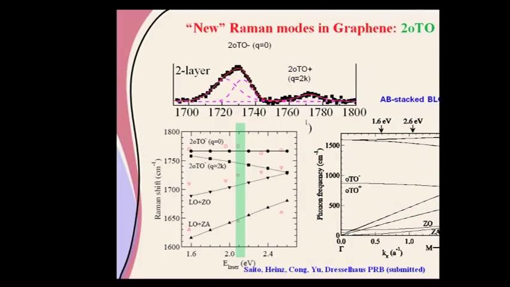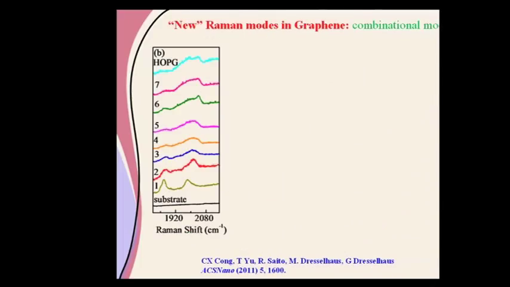Okay, so the other three bits that we have here are the TO modes, the two of them, and then we have another piece that I'm going to bring in a little while, and that's this one here. That's the lowest one, LO plus ZA. And this is the frequency, the laser energy, where all these pictures were taken. So that will give you the identification of what it is, LO plus ZA.